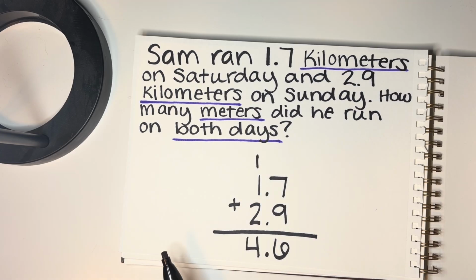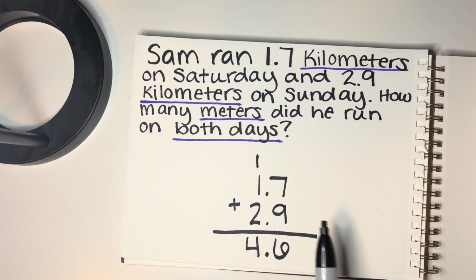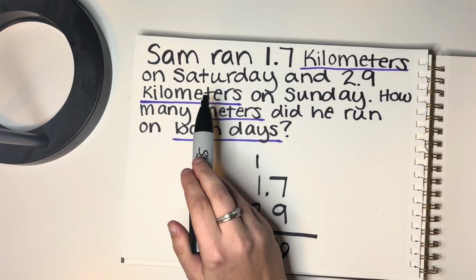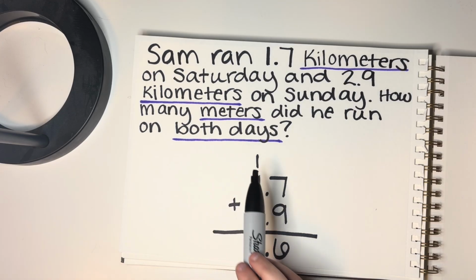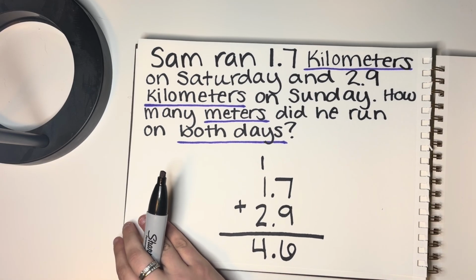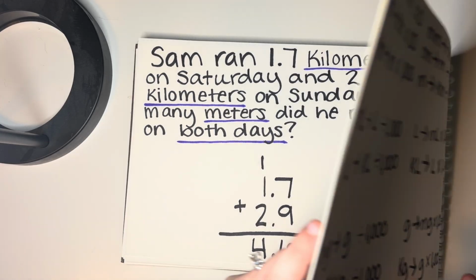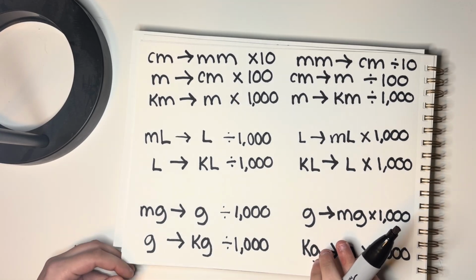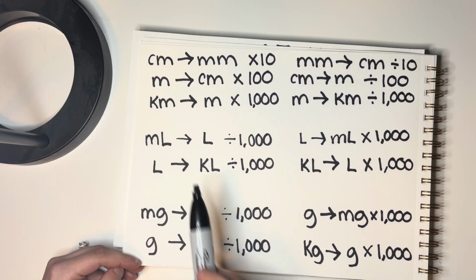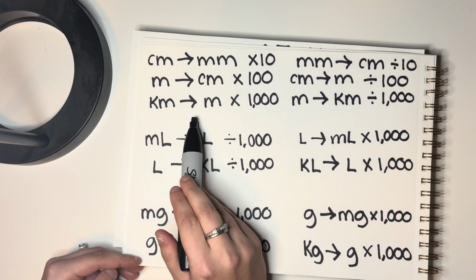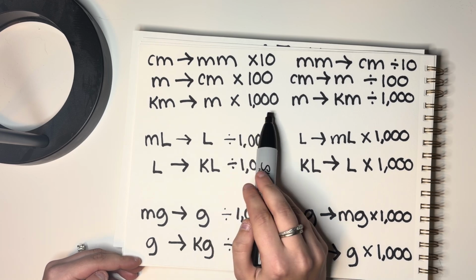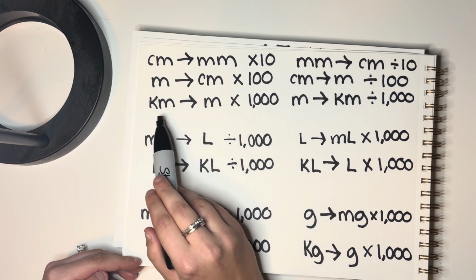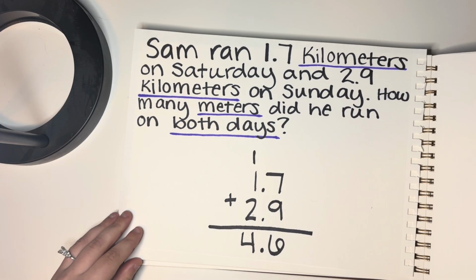That's one part of my problem, finding out how far he ran on both Saturday and Sunday. The second part of this problem is asking us to convert from kilometers to meters. So I would go back and look at my handy dandy conversion chart, and I am looking for kilometers to meters, which is right here, km to m. And it tells me that I would multiply my value by 1,000 to convert from kilometers to meters. So that's what I'm going to do.